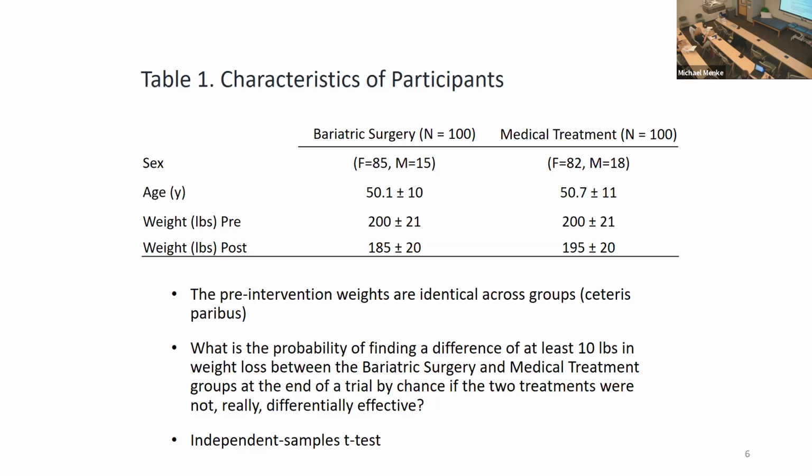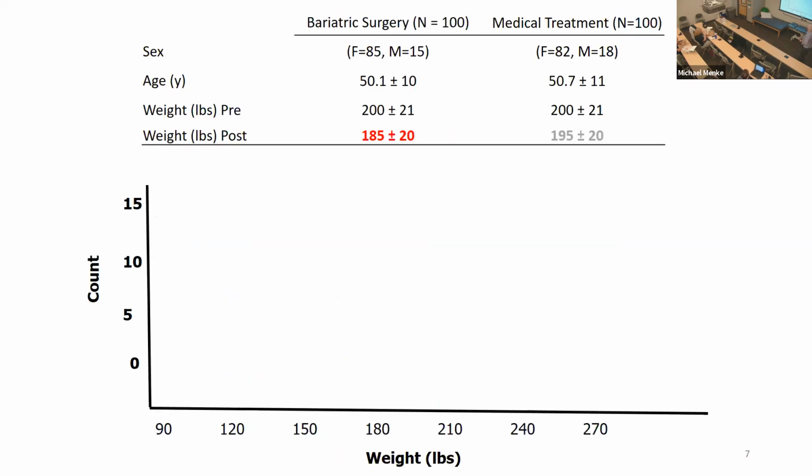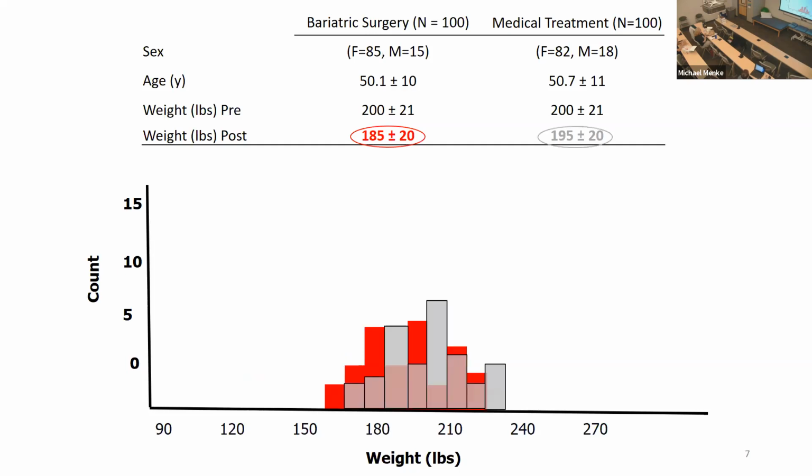So in this case, I'm going to use an independent samples t-test. I wouldn't in real life, because I would have to account for the differences in pre-weight, sex, etc., a lot of things that we would enter into the equation as what we call covariates. So here's my histogram of the bariatric surgery group. 185-pound mean weight at the end of the study versus, I've overlaid here a histogram of the medical treatment group. And you can see that they tend to be slightly larger than the bariatric surgery group. Is there a difference? Does that difference appear to be meaningful?